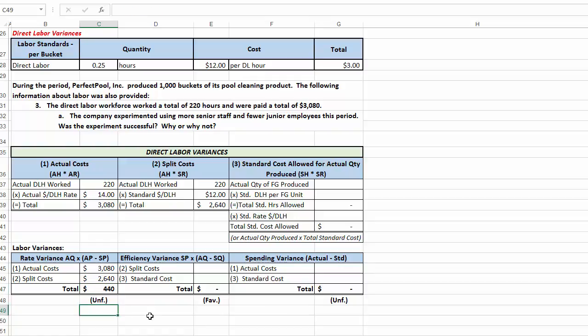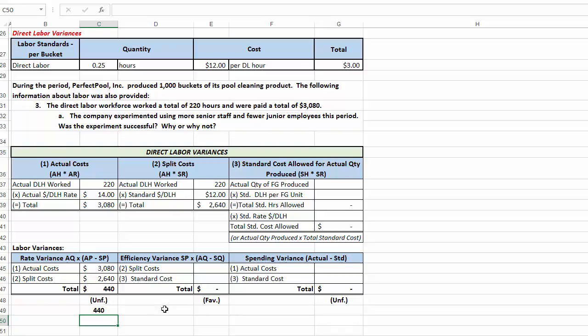In fact, if we were to shortcut the equation, we could do it as follows. The actual quantity worked, that's actual hours of 220, multiplied by the difference between the actual price paid, $14, and the standard price or rate paid for labor, $12, yields a variance of $440, just like we calculated a moment ago.